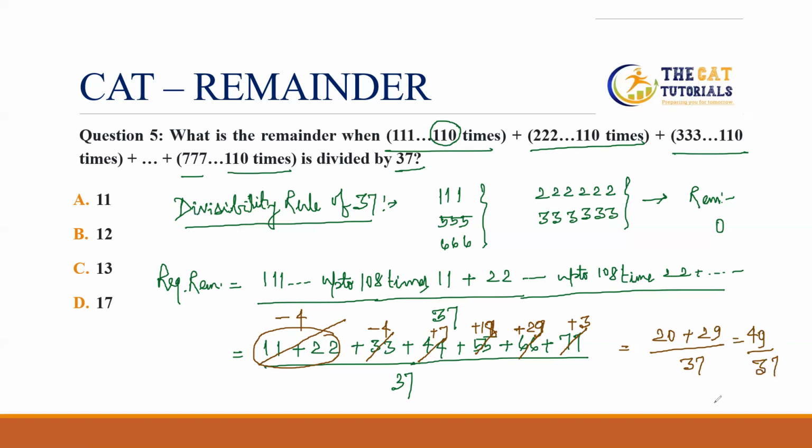So 49 upon 37, it will give you 12 as a remainder. So which one is the answer of your question? Option B is the answer of the question.